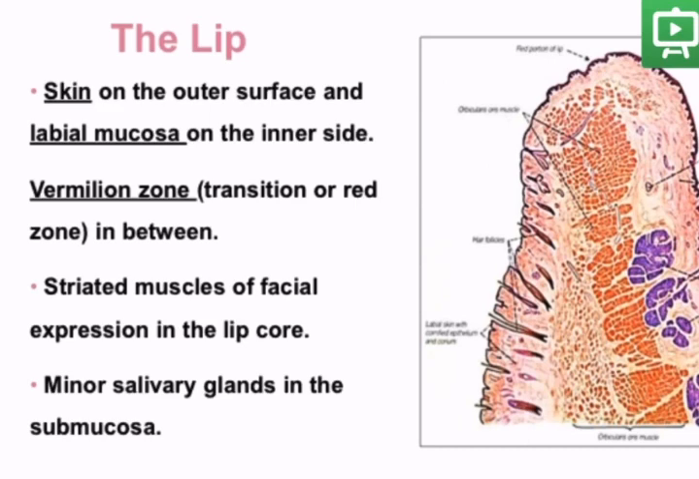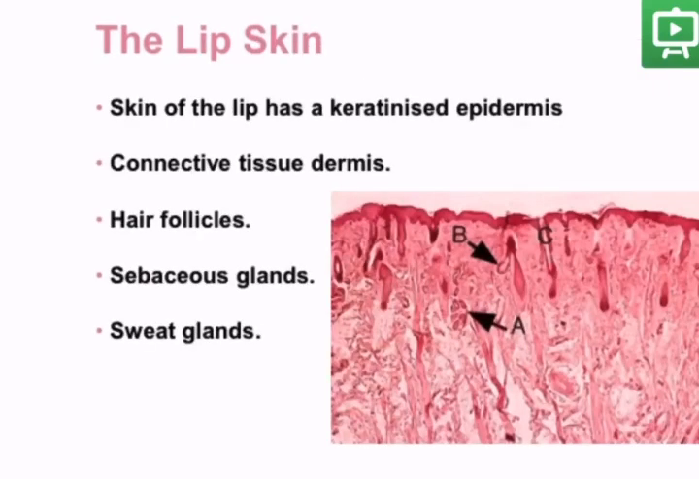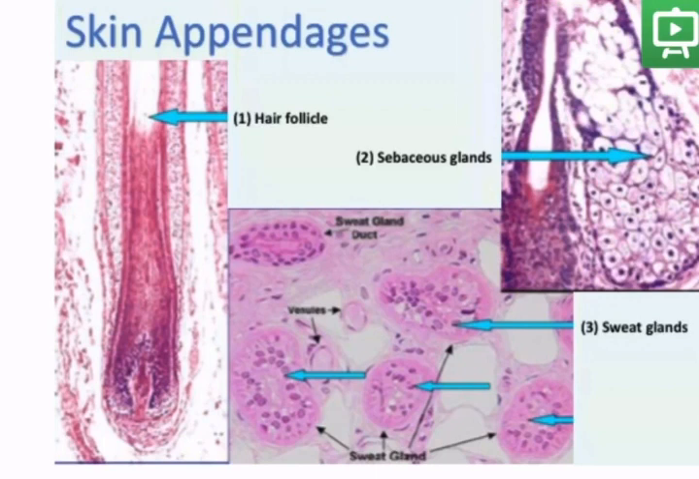We see a striated muscle, the orbicularis oris, in the submucosa, and also some minor salivary glands. The skin of the lip is keratinized epidermis, and there is a connective tissue dermis. They mostly contain hair follicles, sebaceous glands, and sweat glands, as seen here in this slide.